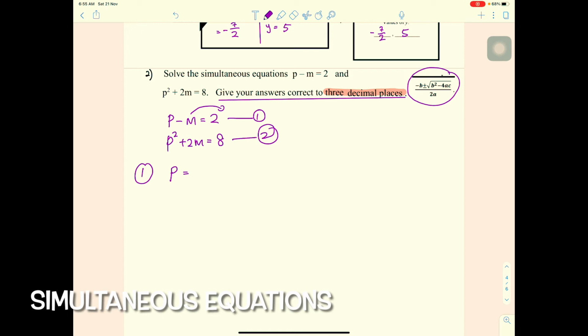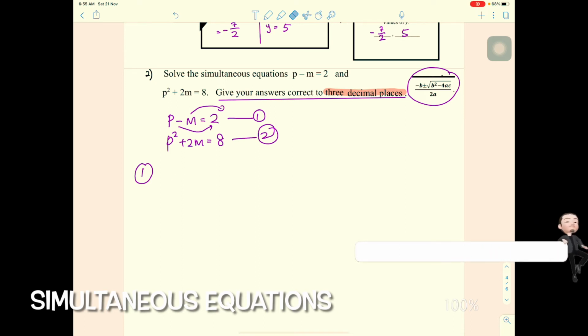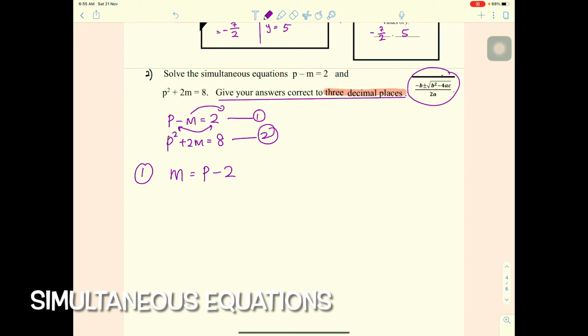You must bring either p or m to the right hand side. Let's say I want m as the subject of the formula, or p. So now I want m as the subject of the formula. What do I do? m stays on one side and 2 is brought to the other, so m equals p minus 2, equation 3.